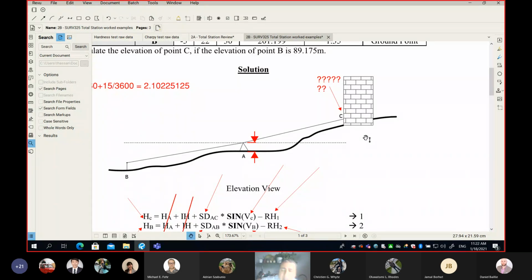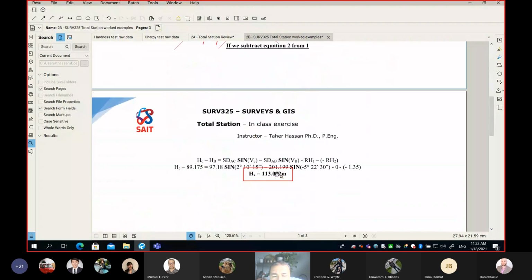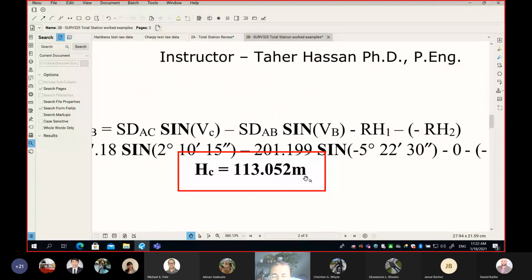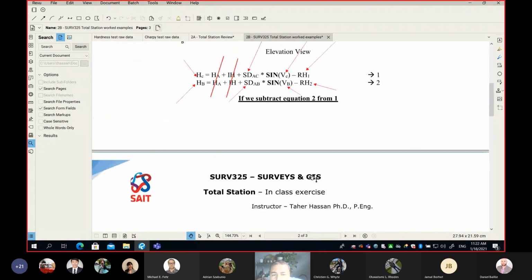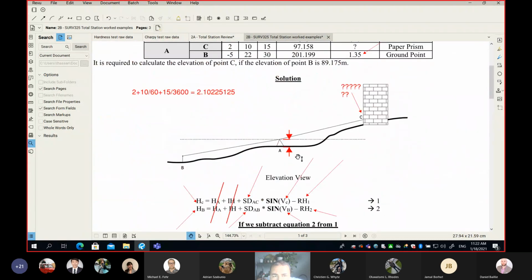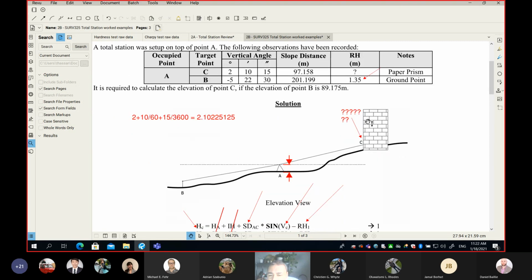What I'm saying here is, if I go today to the site and do this measurement and find the elevation of point C is 113.052, then I wait for 1 month, come back, and repeat, so I get another set of measurements, and find the elevation of point C one more time.